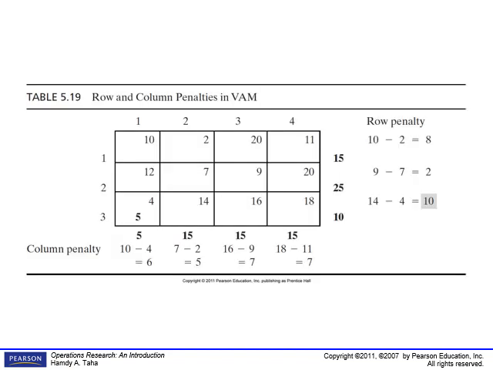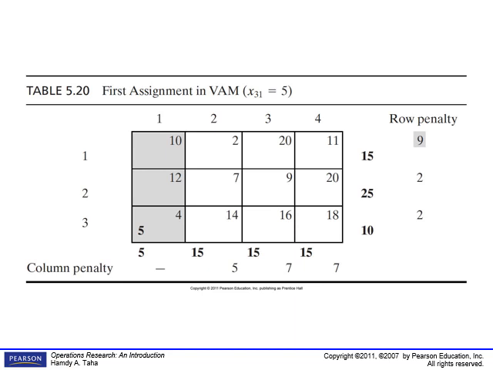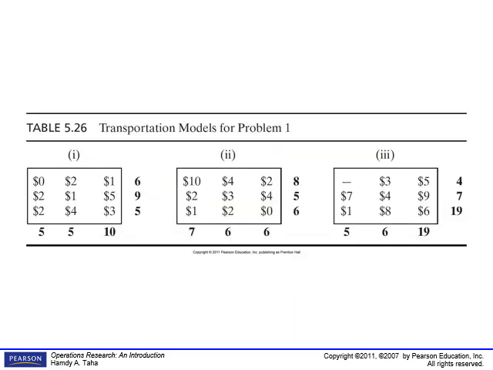Then we take the Vogel approximation method as a starting solution, getting the row penalty and the column penalty for each row and column, and getting the values for the starting solutions that we got before. Here are three examples for the transportation models.